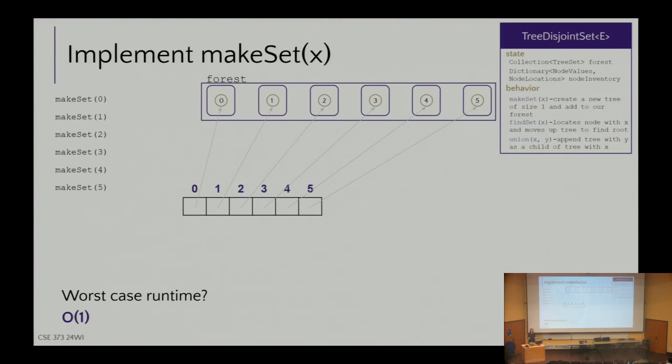Any questions about make set? Make a new tree set, make a new node. Well, really, make a new set node, put that set node in a new tree set, add it to the forest, update your hash map with a reference of where the heck the thing is that you just made.